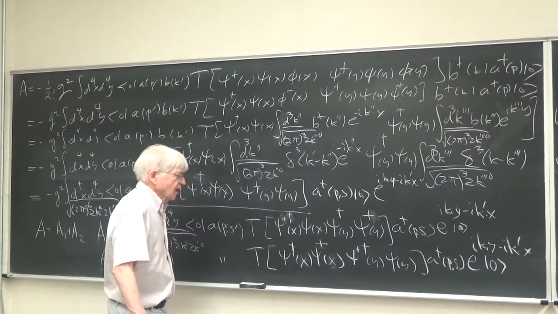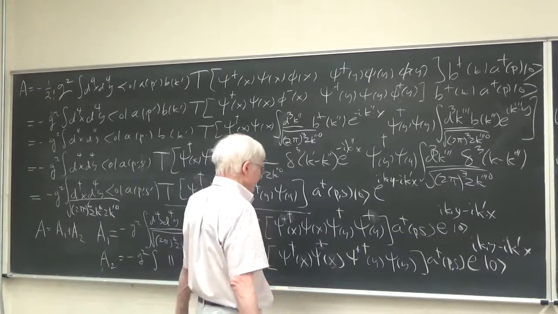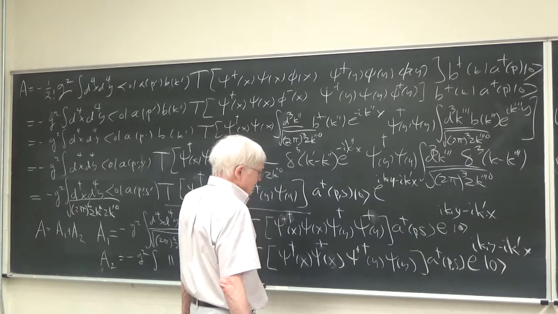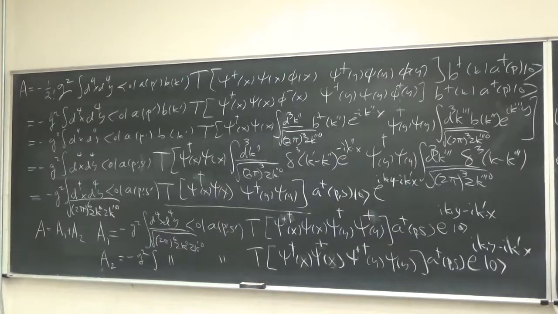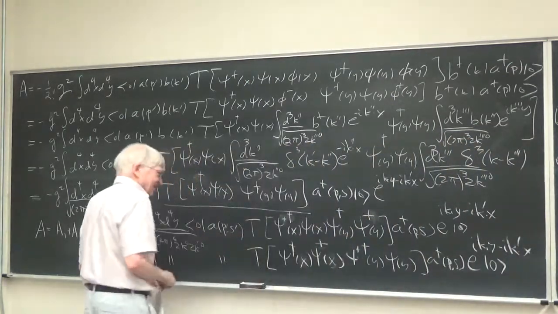Why do we care about the time? Oh, okay, let's see. In your interaction Hamiltonian, you have H of x and H of y, and they're happening simultaneously. They're not happening at different times. I hesitate to use the word simultaneous. We've got this time-ordered product here.